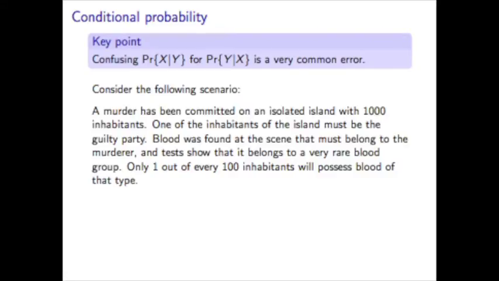In this scenario, a murder has been committed on a completely isolated island. There are 1,000 remaining inhabitants on the island, and exactly one of these inhabitants must be the guilty party. We also have some forensic evidence because blood was found on the scene of the murder, and it must belong to the murderer. Fortunately for the investigating bodies, the blood belongs to a rather rare blood group. In fact, only 1 out of every 100 inhabitants is going to belong to that blood group.